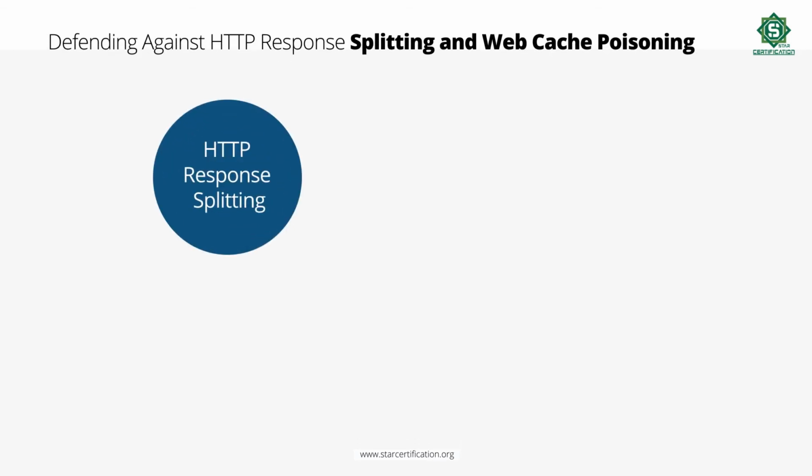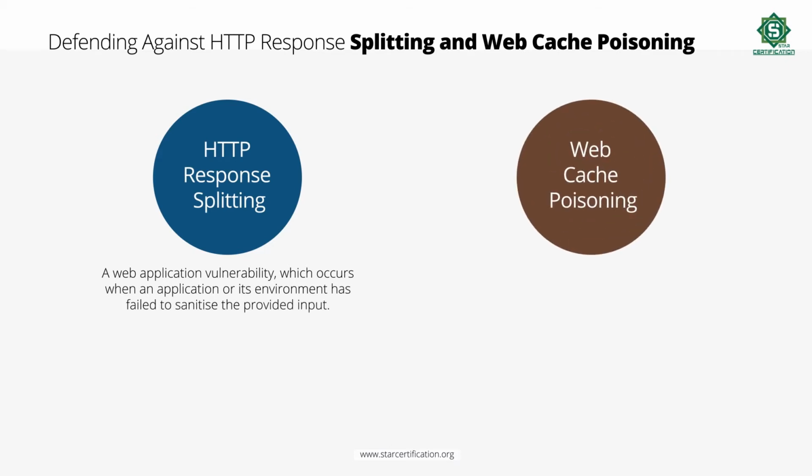HTTP response splitting is a web application vulnerability which occurs when an application or its environment has failed to sanitize the provided input. Web cache poisoning occurs when the web content in the cache is replaced with spoofed content.